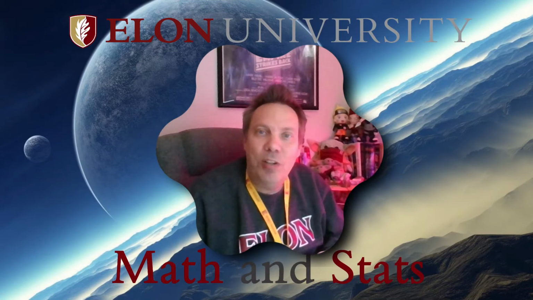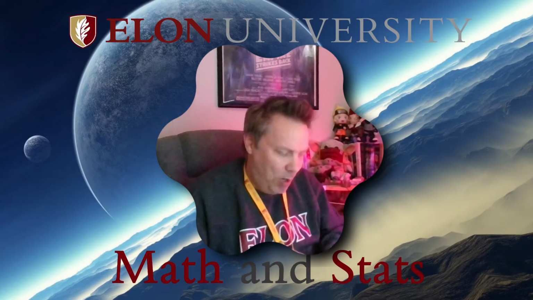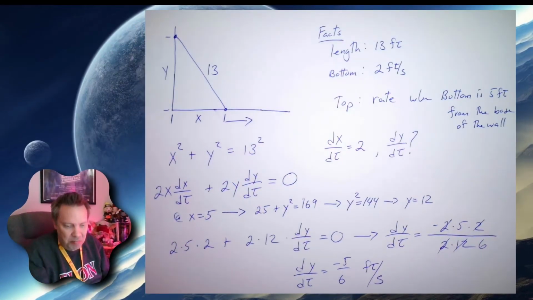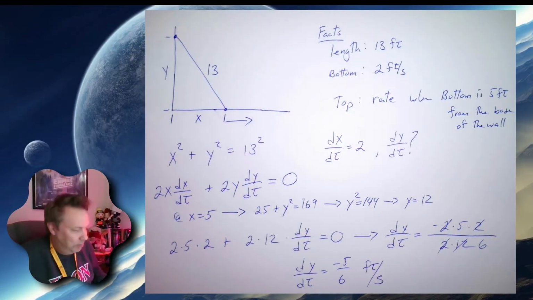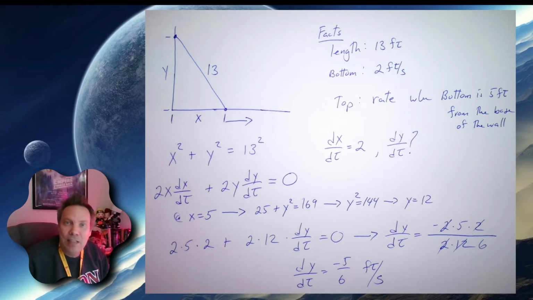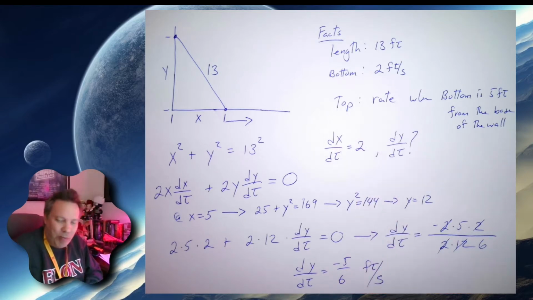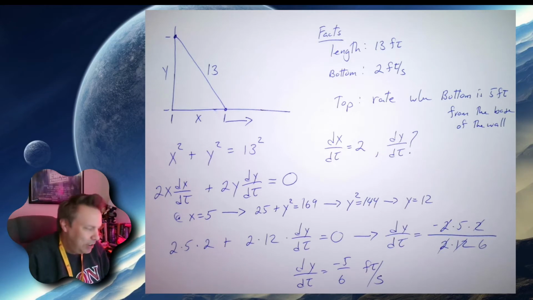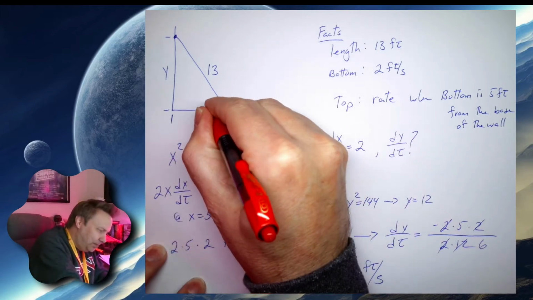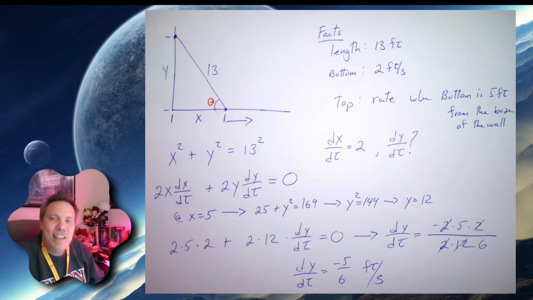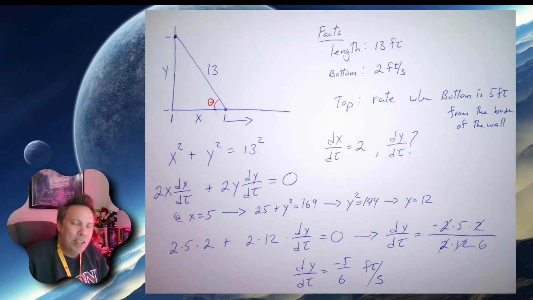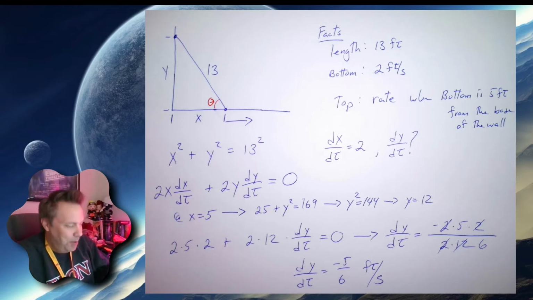This is the second part of the ladder problem. In this problem, I have the same ladder. The length of the ladder is 13 feet. The bottom of the ladder is moving at 2 feet per second away from the base of the wall. And instead of looking at the top and looking at the rate there, here's the new question. How fast is that angle changing when the bottom of the ladder is 5 feet from the base of the wall? So let's see how we can do this.